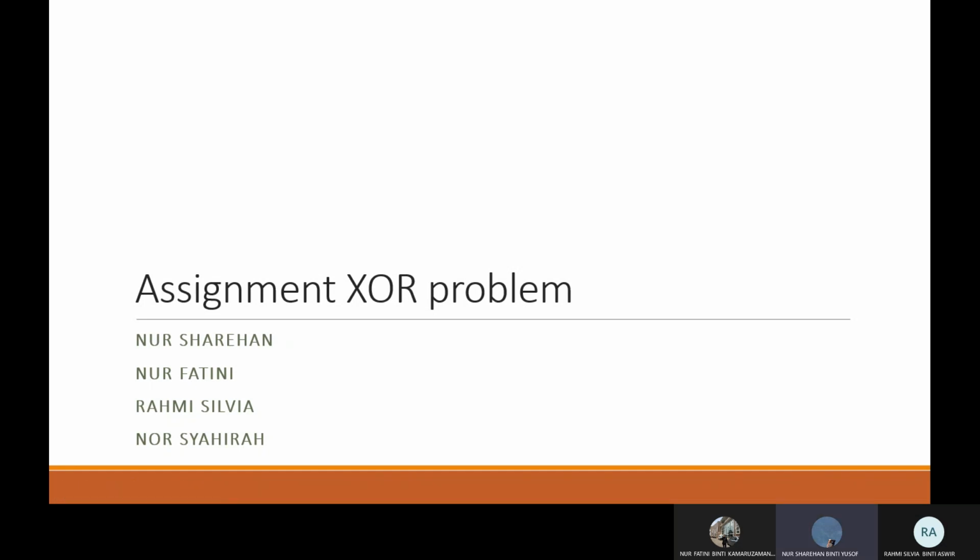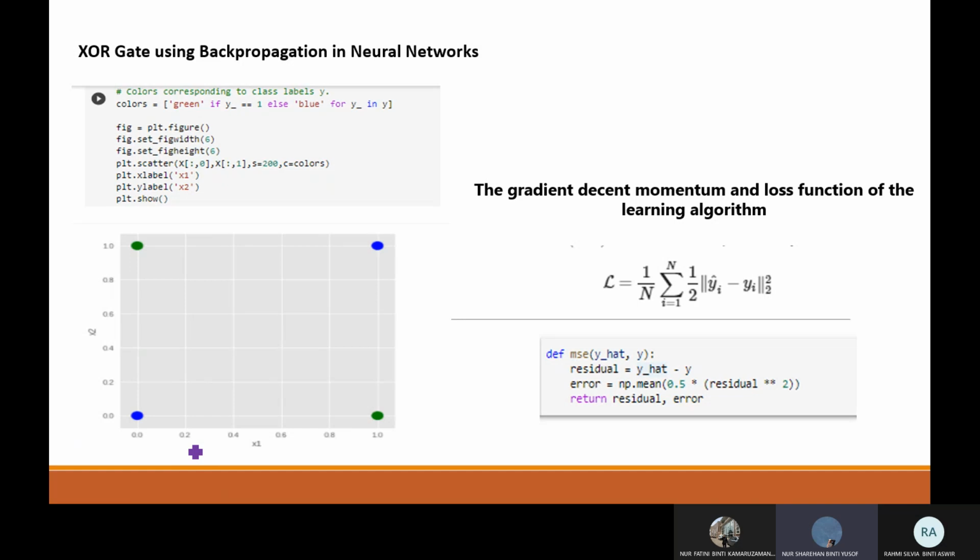Hi, good morning, Doctor. In this video, I will explain the assignment on the exclusive OR problem. From the graph, it is the output for an exclusive OR gate using backpropagation in neural networks. In an exclusive OR gate, when the input is 0, 0 and 1, 1, the output is 0, while for the input 0, 1 and 1, 0, the output will give the value of 1.